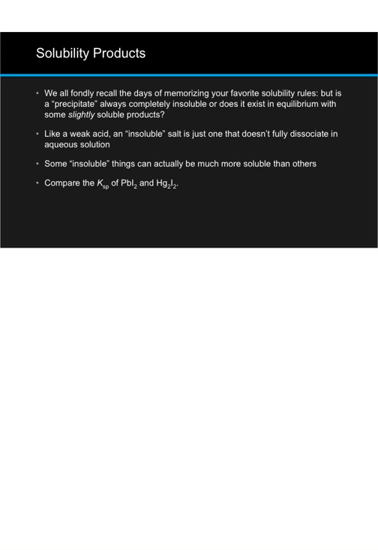And it turns out that some things that we have claimed are insoluble can actually be quite a bit more soluble than others. For example, we said that iodides are soluble unless they're with silver, mercury, or lead. What we're going to do here to introduce this concept is compare the solubilities of lead 2 iodide and mercury 1 iodide. To do so, we're going to write out a reaction that shows what happens when an insoluble salt is placed in water.